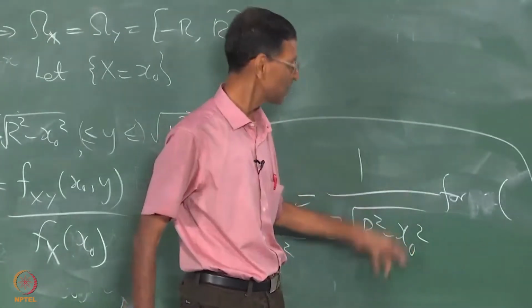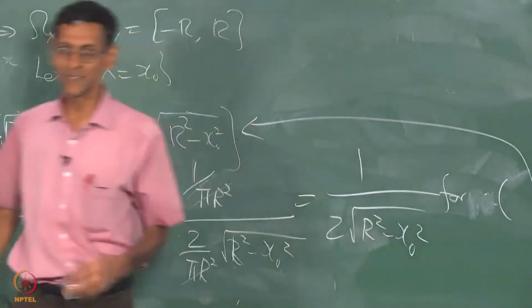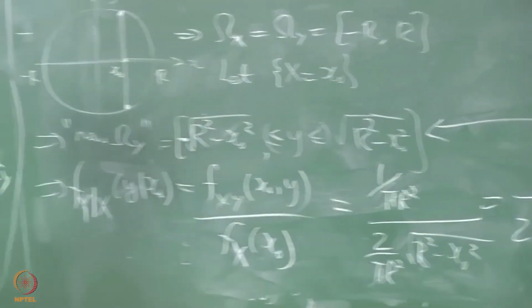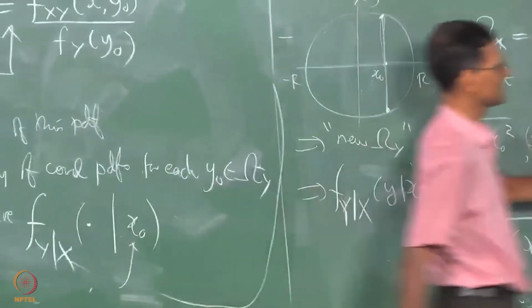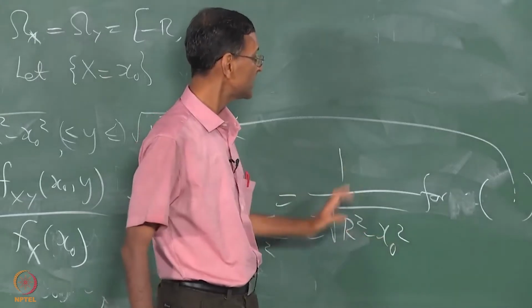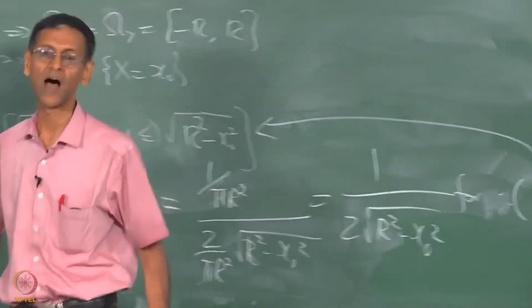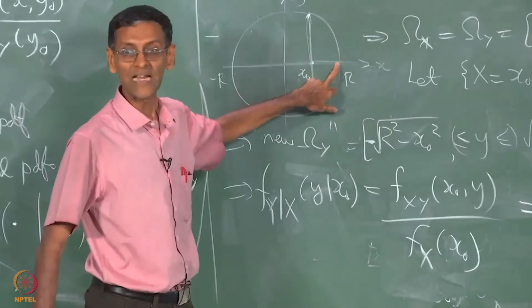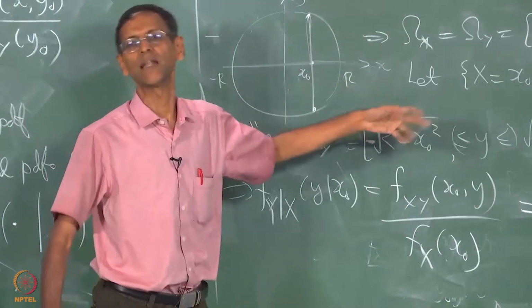This is a uniform PDF, by the way. It does not vary with y, but it varies with x naught. How x naught changes matters: it changes the height of the PDF. So you get actually a degenerate PDF for x naught equal to R. If x naught is exactly equal to R, that means y also has to be 0.